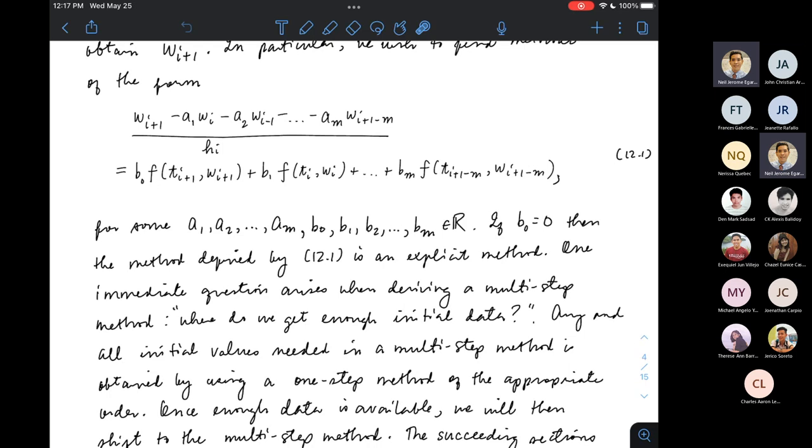Now, kapag si B sub 0 ay equal kay 0, so this term vanishes. So, ibig sabihin, hindi na nakadepende yung right-hand side ng 12.1 sa W sub I plus 1. Kaya we can say that that method is explicit. Kung si B sub 0, kamalas-malasan natin ay non-zero, then this guy will have a W sub I plus 1 on it. And if we are not able to isolate this or transfer the W sub I plus 1 to the other side of the equation, then we will end up with an implicit method. Yun yung titingnan natin sa Friday, specifically the Adams-Moulton methods. Okay?